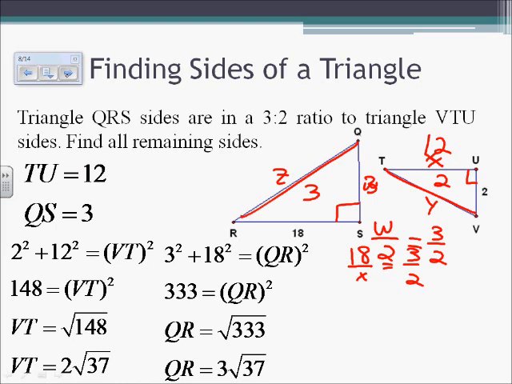On the right, we have 333 equaling QR squared, square rooting both sides with the square root of 333, and when we simplify that down, we have 3 times the square root of 37. So we have all of our parts now listed. We have QR, we have VT, we have QS, and we have TU. So again, sometimes it may be simpler just to use the Pythagorean theorem to solve for the missing side lengths. Alright, next question.